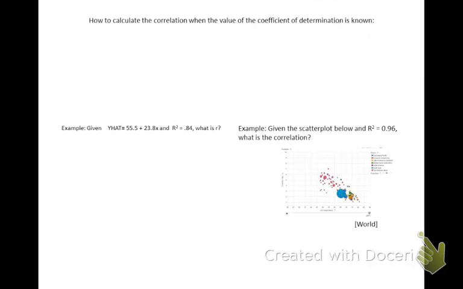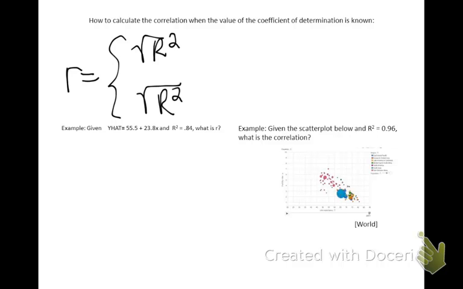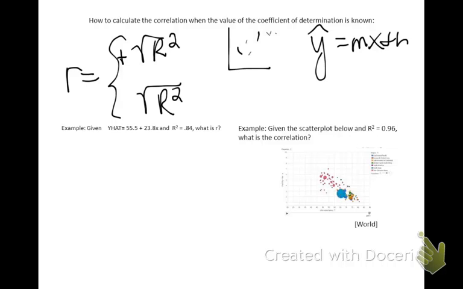Let's say we want to go in reverse. Let's say we know the coefficient of determination and we wish to find the correlation value. Here's how you'll do it. Take the square root of your coefficient of determination. You'll keep the positive root if you have a scatter plot that's increasing, or in your linear regression, the value of m is positive. You'll keep the negative root if you have a scatter plot that's decreasing, or in your regression if the value of m is negative.